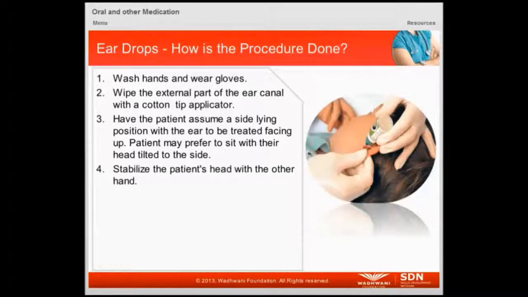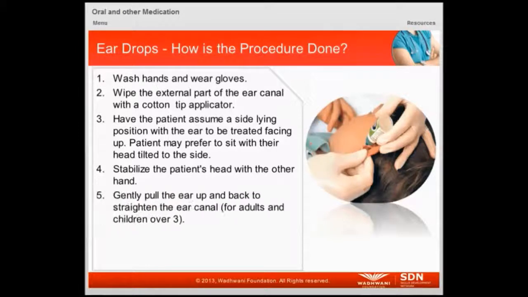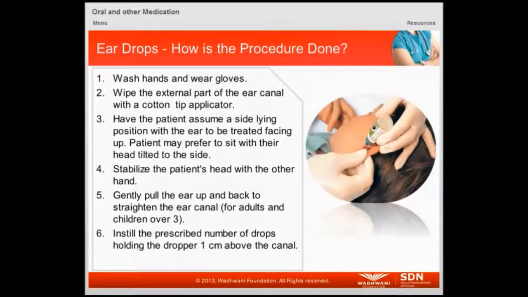4. Stabilize the patient's head with your other hand. 5. For adults and children over 3 years of age, gently pull the ear up and back to straighten the ear canal. 6. Instill the prescribed number of drops, holding the dropper 1 centimeter above the ear canal.